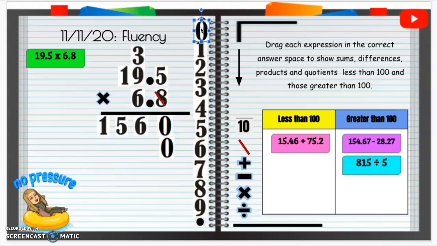All right, so 6 times 5 is 30. I'm going to carry that 3, drop that 0. 6 times 9, or 9 times 6, is 54, plus 3 is 57. Carry that 5, drop that 7. 6 times 1 is going to be 6, plus 5 is 11.